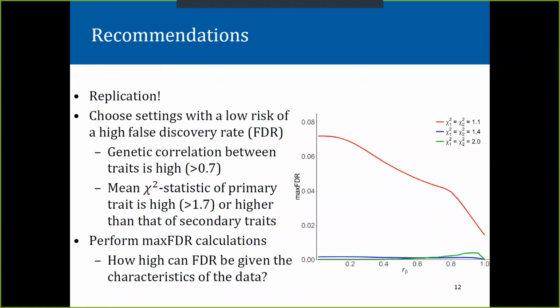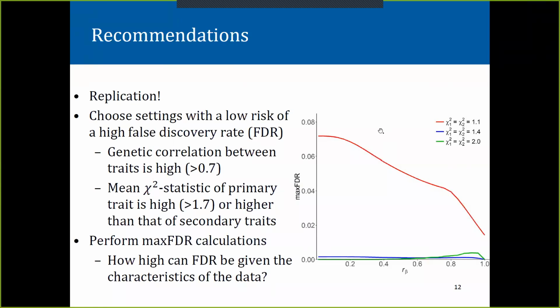And that's illustrated a little bit in the figure on the right. Again, this is the same format as the figure previously. At the bottom, the x-axis is the genetic correlation between the two traits, and you can see that it's largely decreasing in the genetic correlation between the two traits.